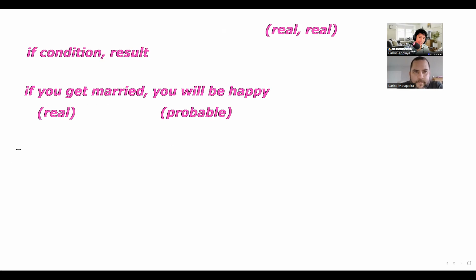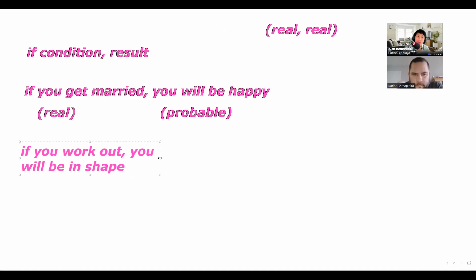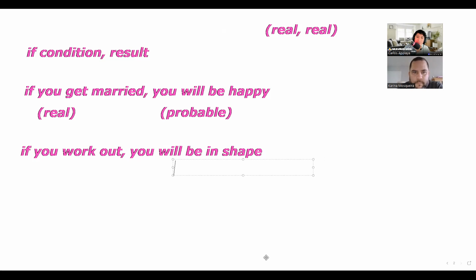For example, if I say, if you exercise, well, in English, I prefer to say workout. If you work out, you will be in shape. Because this is probable, because some people work out every day, but they are not in shape because it's difficult for their body. So when this is probable, you use the future, and maybe I can answer your previous question, right? When this is probable, it's not real.